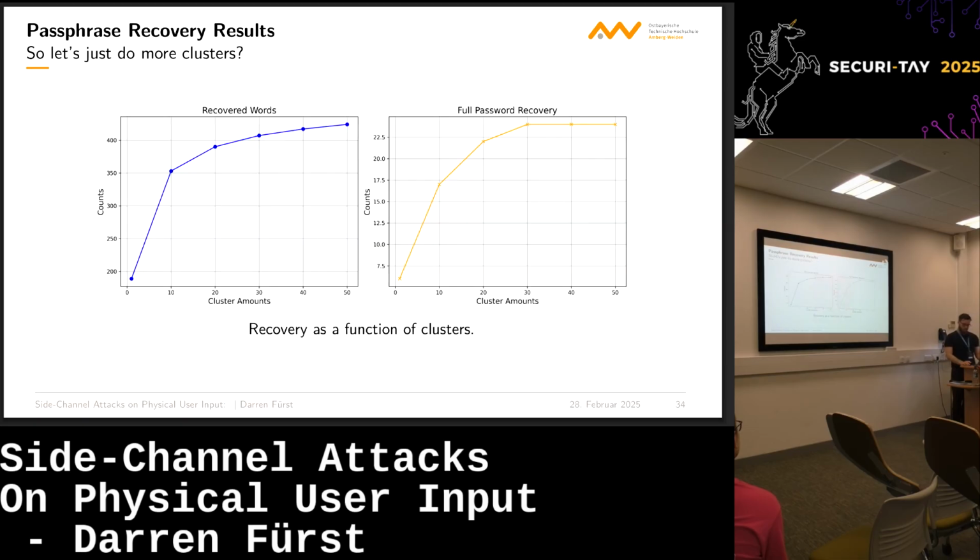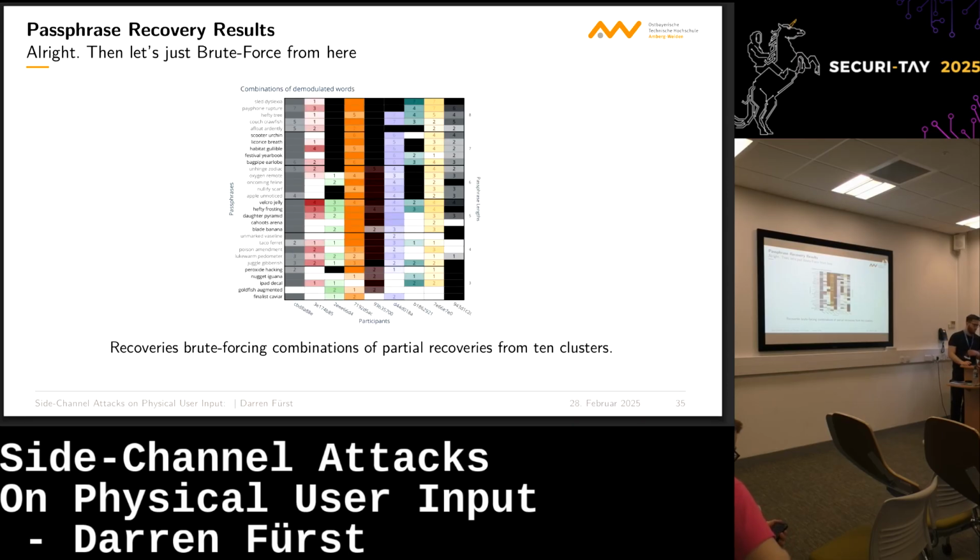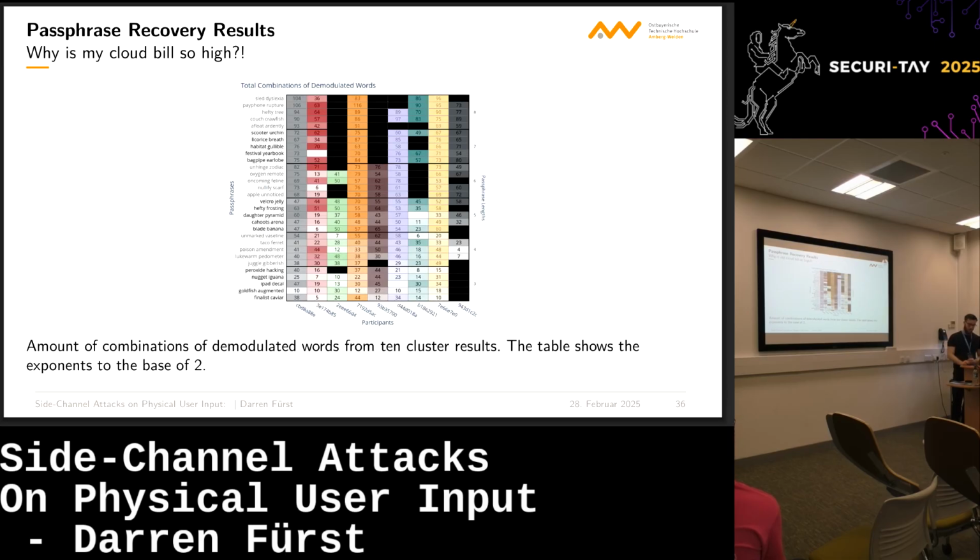So we could just keep doing this, right? But then at about 50 clusters, first of all, it gets increasingly difficult to run the attack because you need more compute. And then it kind of plateaus. So at 50 clusters, you don't really get more full passphrase recoveries. So what could we do from here? Let's just brute force was my idea. So now that I've actually recovered a few of the words, I'll just use combinations of them, of course. The issue with this is it kind of explodes computationally. So if you know about, so 2 to the power of 90 is about what the most strong adversary might be able to compute.